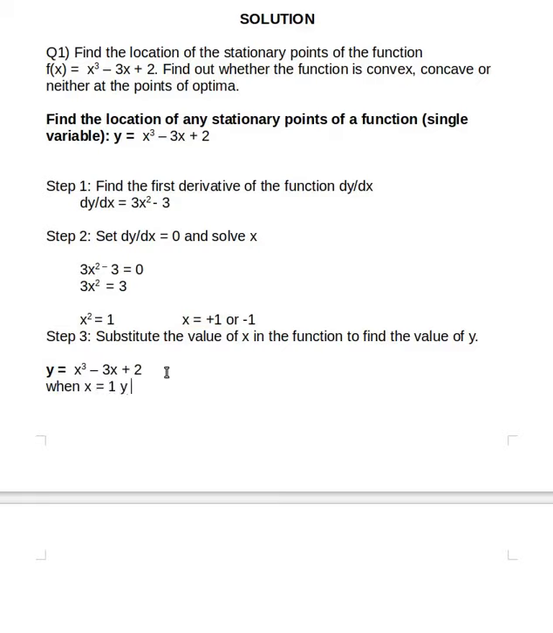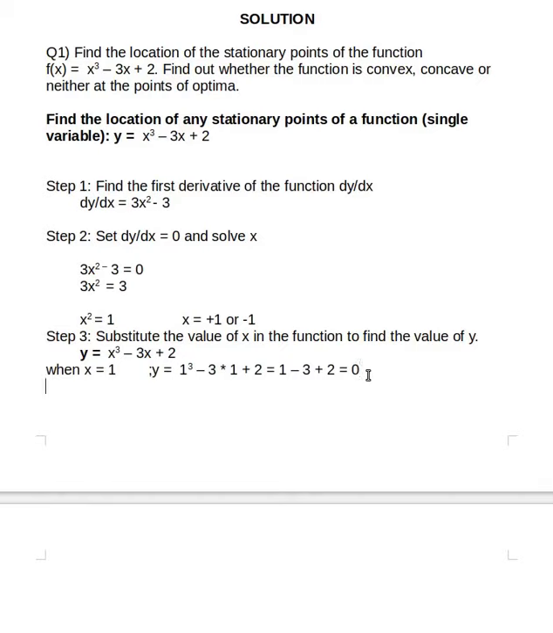Y equal to, here all x we converted to 1 cube minus 3 into 1, which is equal to 1 minus 3 plus 2 equal to 0. 3 minus 3 is equal to 0. So that is the case when x equal to 1.